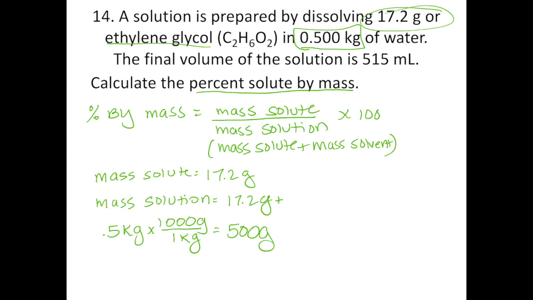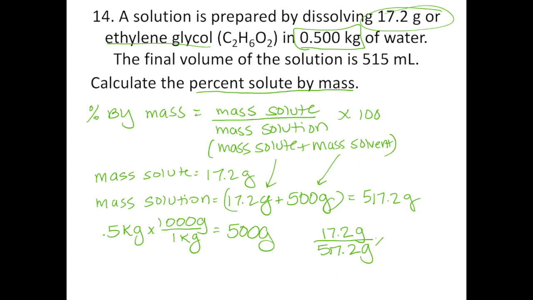Okay, so I gotta put that here. So that's my mass of my solvent. So if I add these two together, what do I get? 517.2, obviously. There's my denominator. So if I go back and plug it in, I'm going to take 17.2 grams. I divide by my 517.2, and then I multiply by 100 to get my percent by mass.